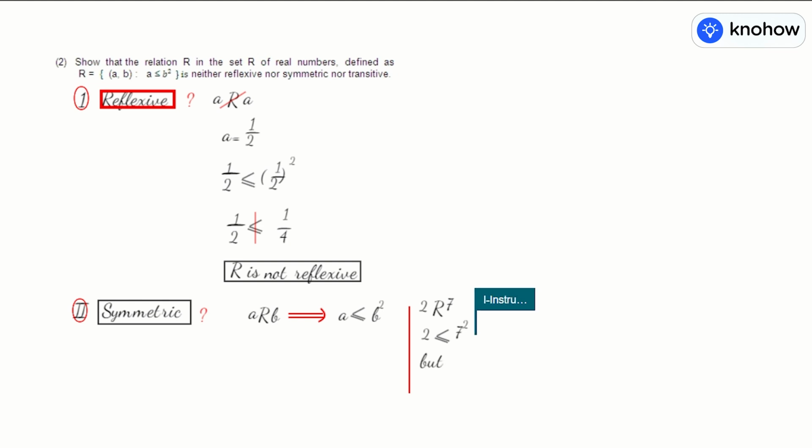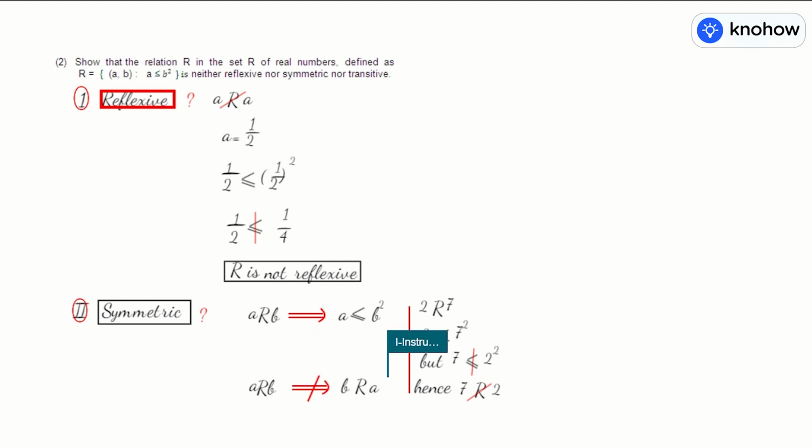But what about 7 ≤ 2²? What is 2²? 4. So 7 is not less than or equal to 2². So we can say 2 is related to 7, but 7 is not related to 2. Or in general, a related to b does not imply b is related to a, or we can conclude that the given relation R is not symmetric.